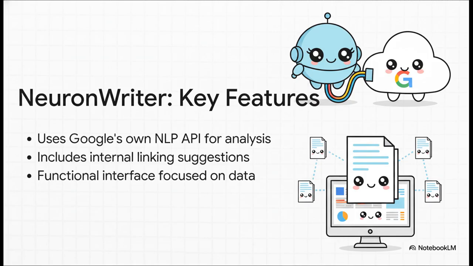Now here's the really crucial part. Writer uses Google's own natural language processing API for its analysis. What does that mean? It means you're getting insights based on the very same tech Google uses to understand websites. It's like getting intel straight from the source. Plus, it gives you internal linking suggestions, a feature that other tools make you pay a premium for.